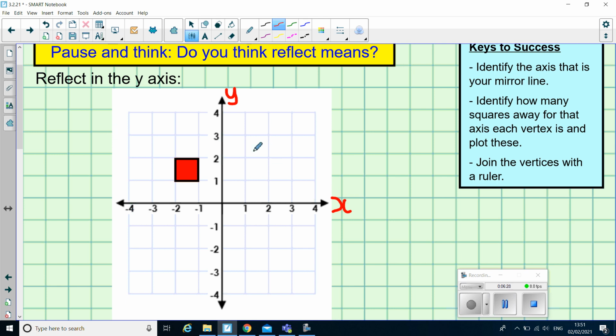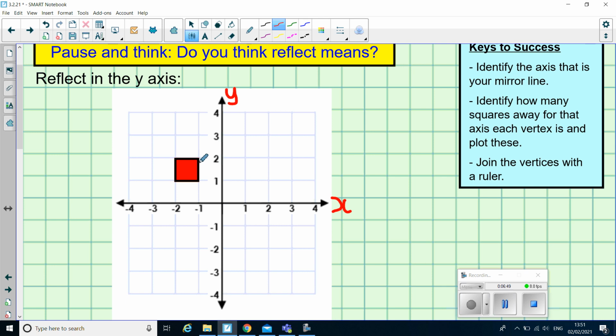Okay, so we're going to reflect the shape in the y-axis. So keys to success: identify the axis that you're going to use as your mirror line. Well, in this question, it's telling us it's got to be the y-axis. So that is our mirror. Identify how many squares away from that axis each vertex is. Remember, a vertex is a corner of a shape.